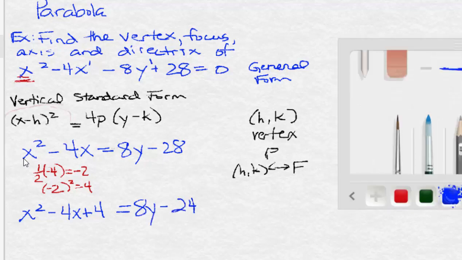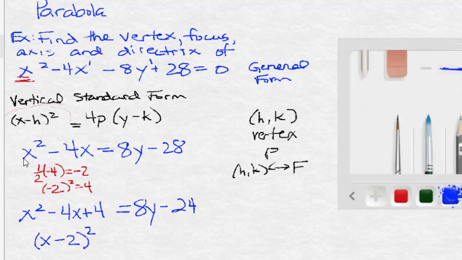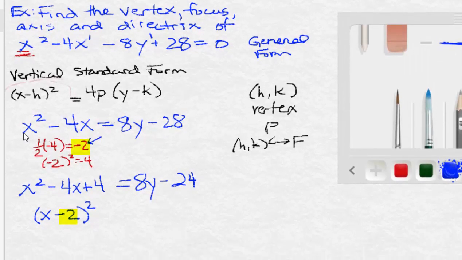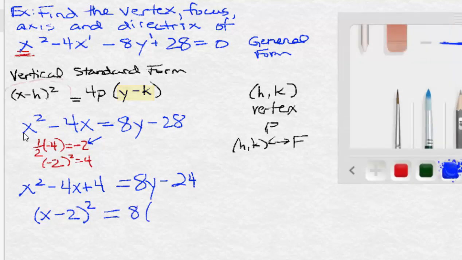Then we're going to factor the left so that it looks like x minus h squared. This factors into x minus 2 squared. And by the way, you always know how it's going to factor by looking at the value you got when you took half. And on the right, notice that we need in parentheses just y minus k. So whatever the coefficient of y is needs to be factored out. So I'm going to factor out an 8 in this case. Alright, we almost have this in the form we want.